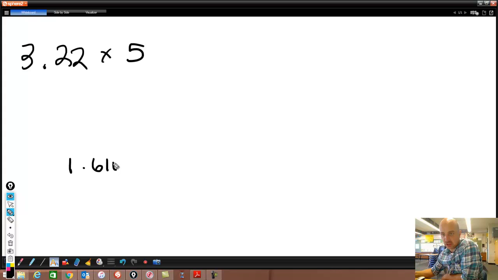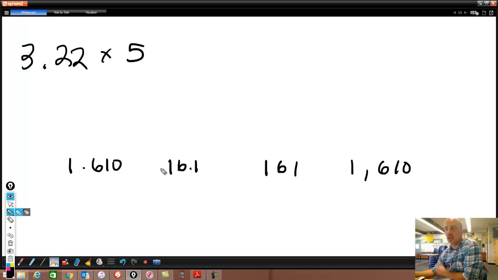1 and 610 thousandths, 16 and 1/10, 161, or 1,610. All right. I'm going to take my 0 off because I don't like the way that looks. So here are our options.